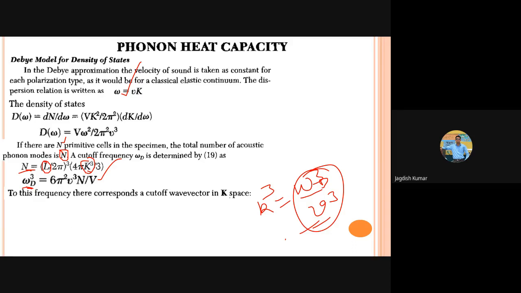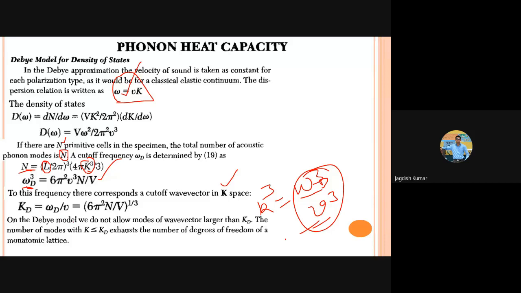To this frequency, we can find a corresponding wave vector as well, which we call the Debye cutoff wave vector. Again, the same expression, kd equals omega d upon v. So we are using this very basic dispersion relation again and again. So kd, the Debye cutoff wave vector, will be given by the same expression. You may find questions in your NET exam from these kinds of concepts related to Debye cutoff frequencies and Debye cutoff wave vectors. You can find the values of cutoff frequencies by this simple expression.